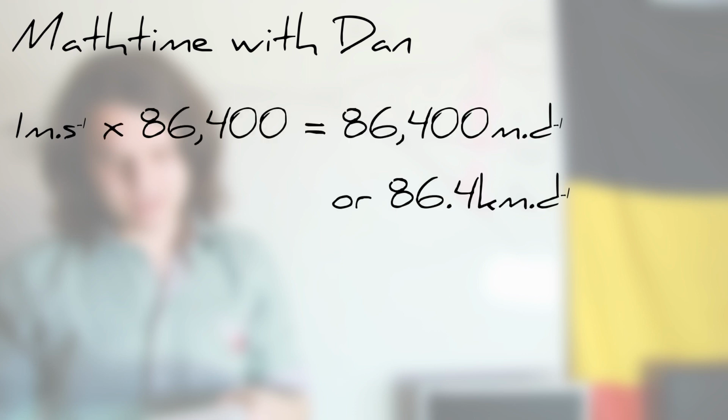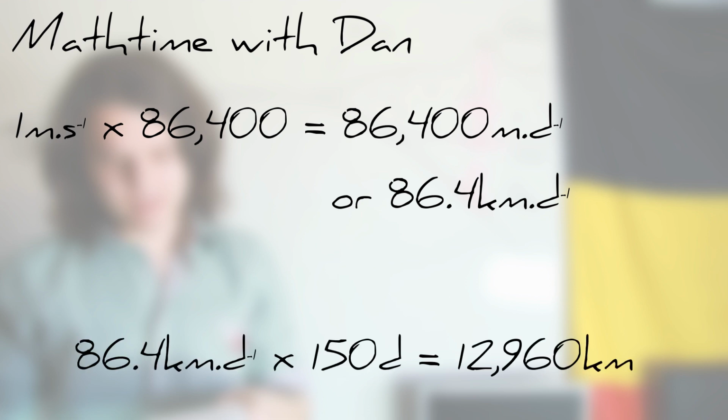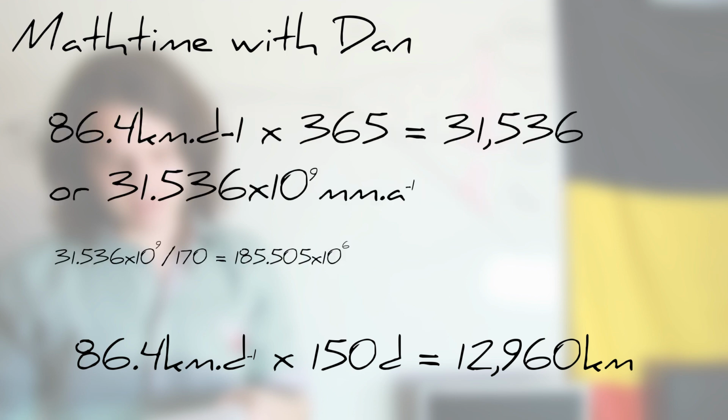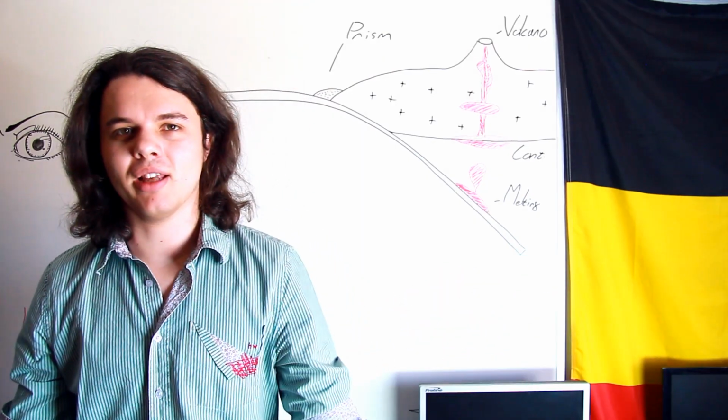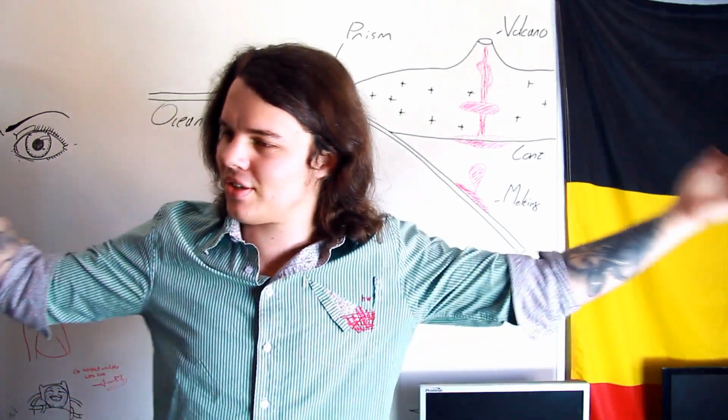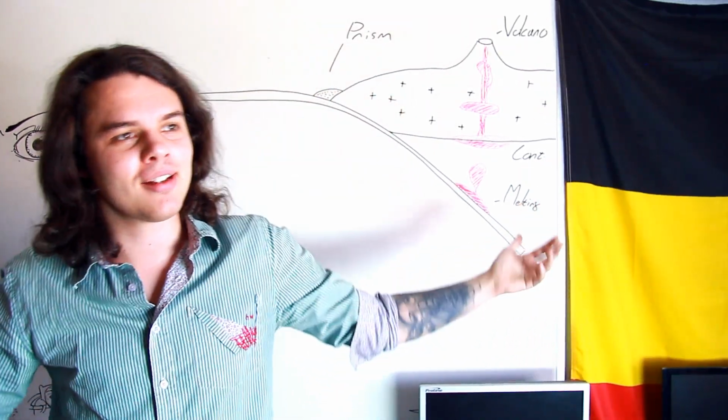86.4 kilometers a day, and a total of about 12,960 kilometers during the flood, or about 185 million times faster than the fastest plate movement ever. That's not a million. Now we're already at 185 million times faster. When is this going to stop? Where is the consistency?